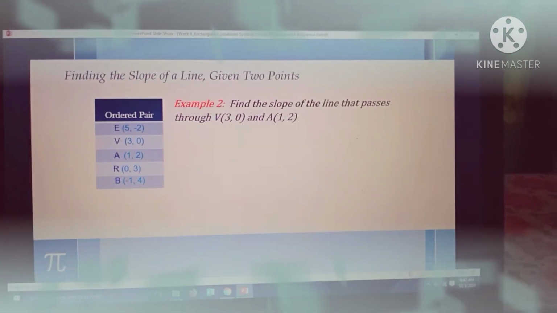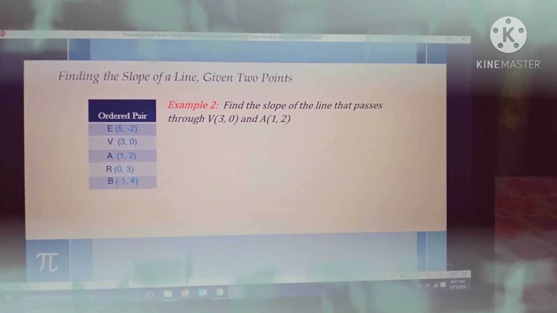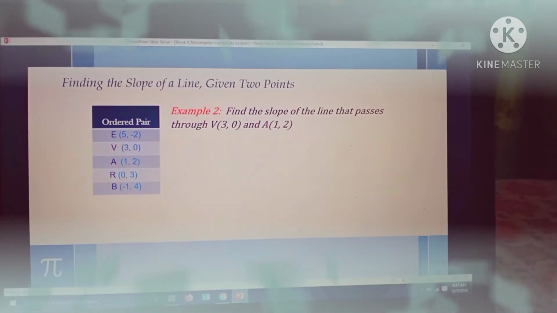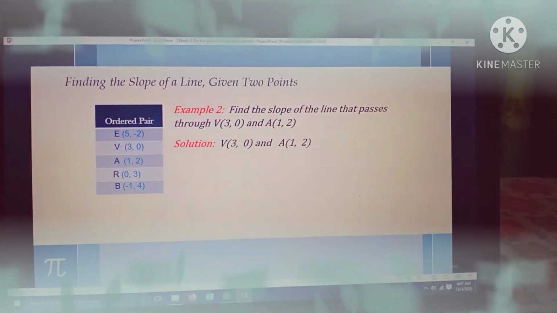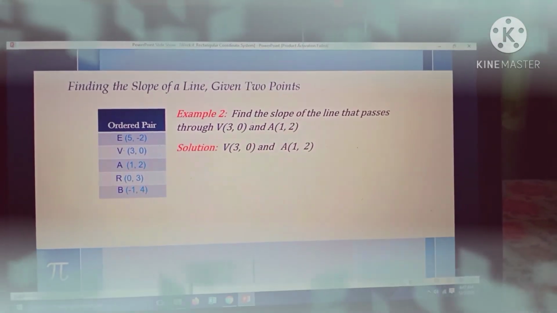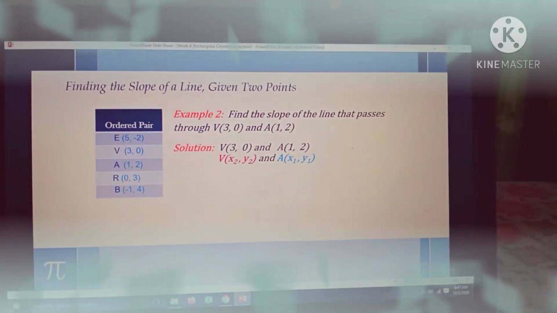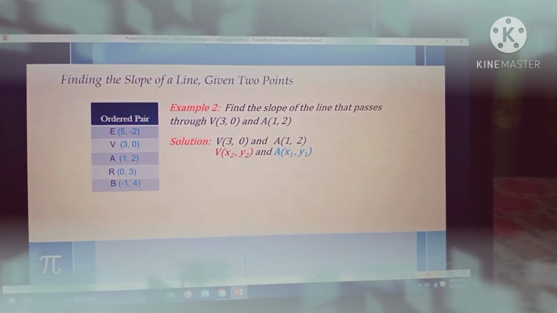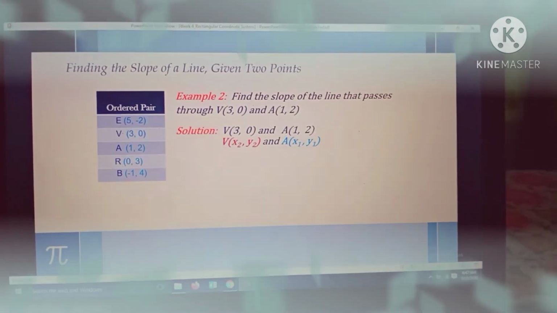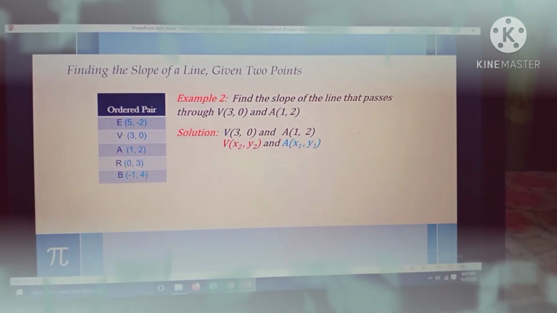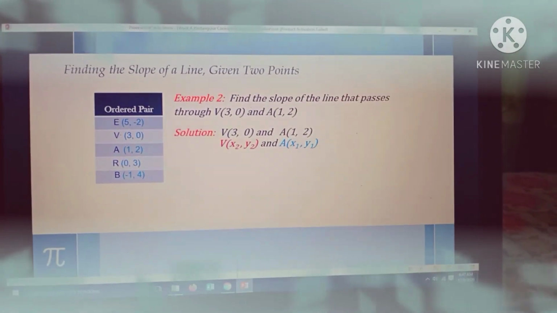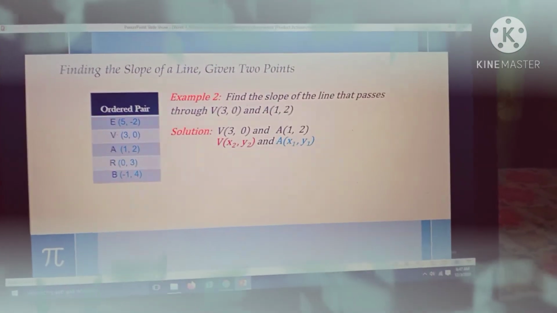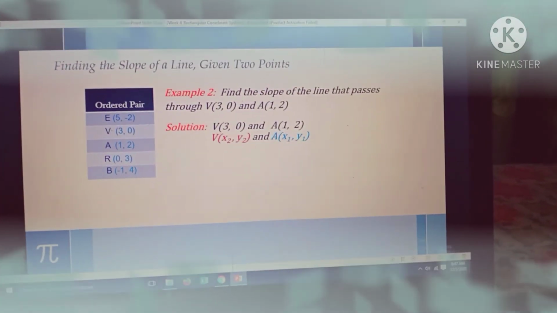So let's have example number 2. Find the slope of the line that passes through point B (3, 0) and point A (1, 2). Again, we have to identify the x sub 1, y sub 1, x sub 2, y sub 2. But this time, I have chosen the first point B as x sub 2, y sub 2, or point 2, and my second point A will be my point 1, x sub 1, y sub 1.